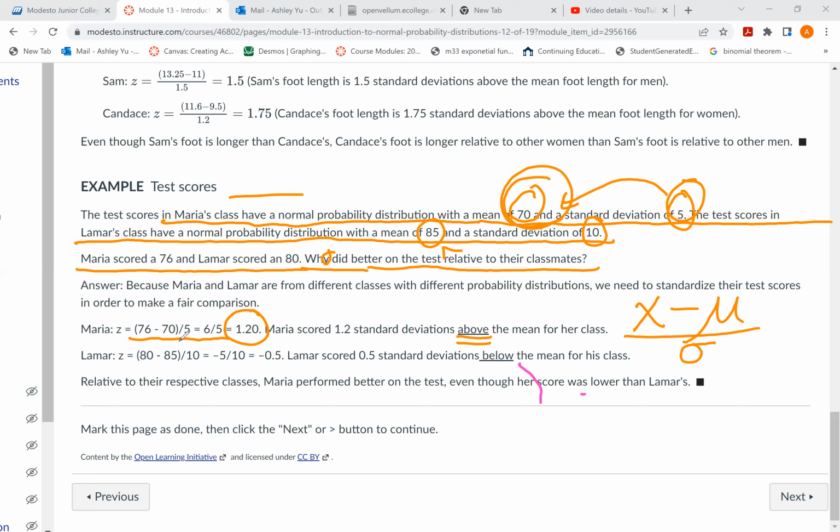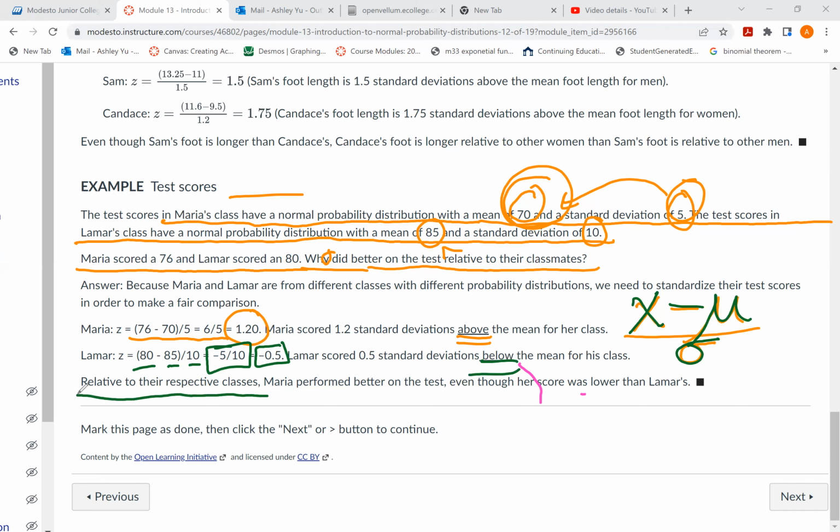So his score was, I'm still using the same formula, 80 minus the mean, mu, 85 in that class, divided by sigma. The standard deviation there was 10. 80 minus 85 is a negative number. Negative 5 divided by the standard deviation 10 would be negative 0.5. Lamar scored 0.5 standard deviations below the mean for his class.